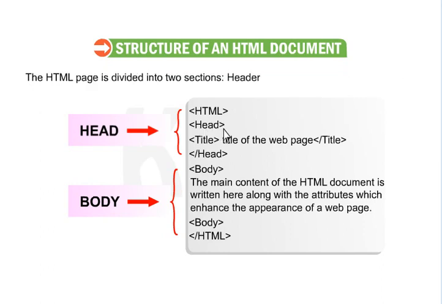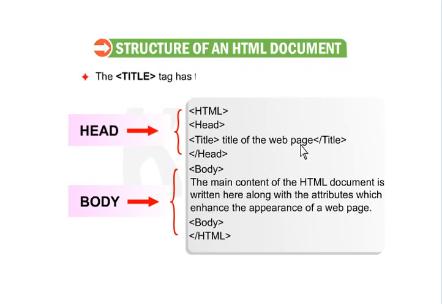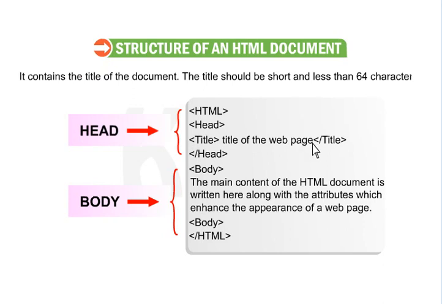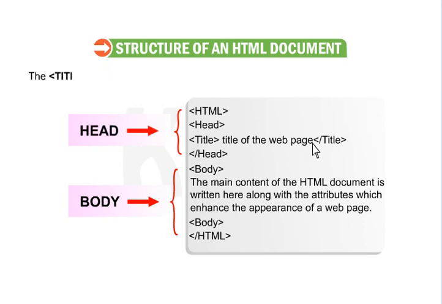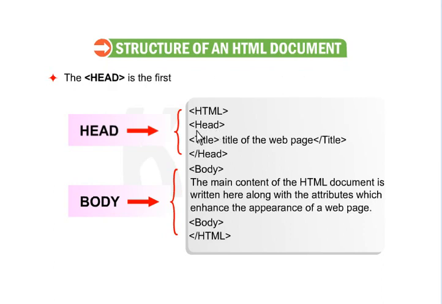The HTML page is divided into two sections, header, head, and the body. The header is where you put information that is important about the web page, but you cannot see it in your browser window. The title tag has to be given within the head tags. It contains the title of the document. The title should be short and less than 64 characters. The title tag changes the text that appears on the top of your browser but not in the actual viewing pane. The head is the first element contained inside the HTML element.